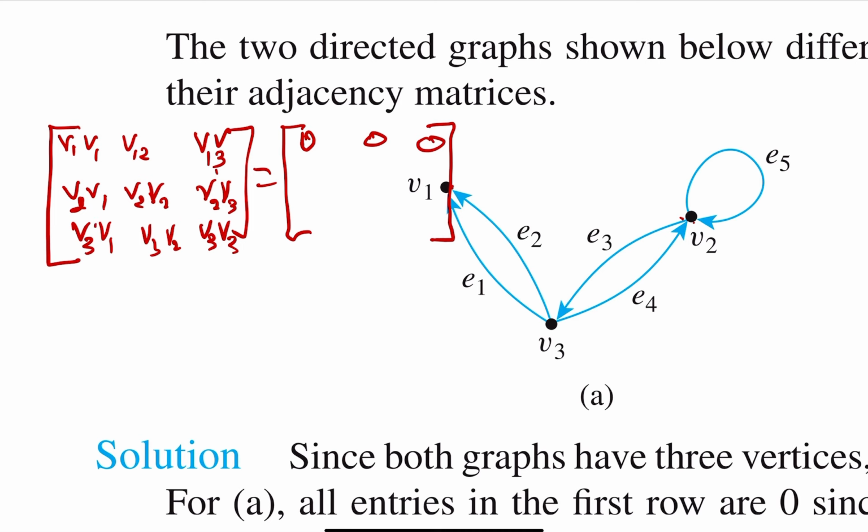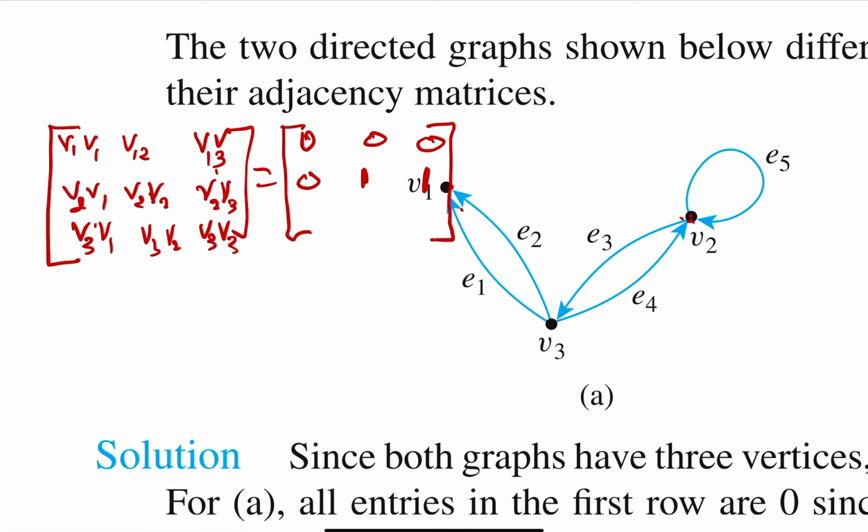v2 to v1, there is no arrow going from v2 to v1, we have to put 0 here. And we have a v2 to v2. On v2 we have a loop, then it's just 1. v2 to v3, we have 1.